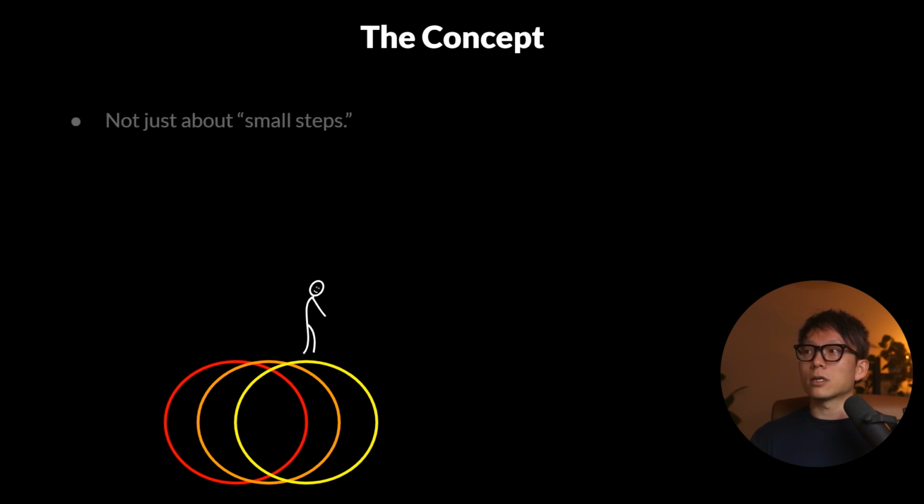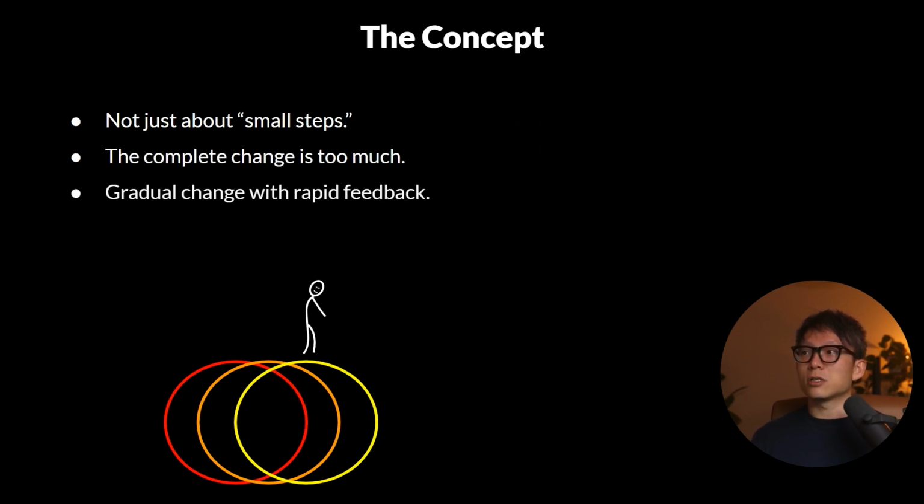So the concept here, it's not just about small steps. The complete change is often too much for your brain to handle. It's just too much to cope with. It can't extrapolate this change. And change just doesn't happen like that. What we're going to do is we're going to work with your brain, and we're going to apply gradual change here and also apply rapid feedback.